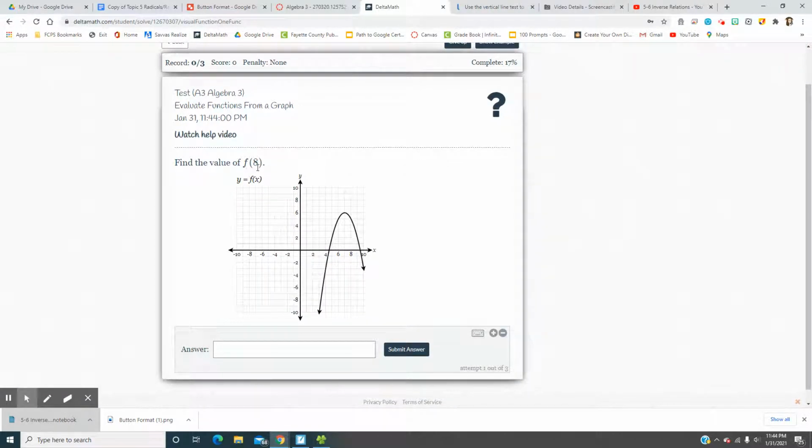All right. Then the other things you'll have to do, you have to evaluate functions from a graph. So it says find the value f of 8. So I do want to remind you, we've got this equation, y equals f of x. So that is the formula that's going to generate all our x comma y points. So if I'm finding f of 8, what they're saying is when the x part is 8, what is the y?